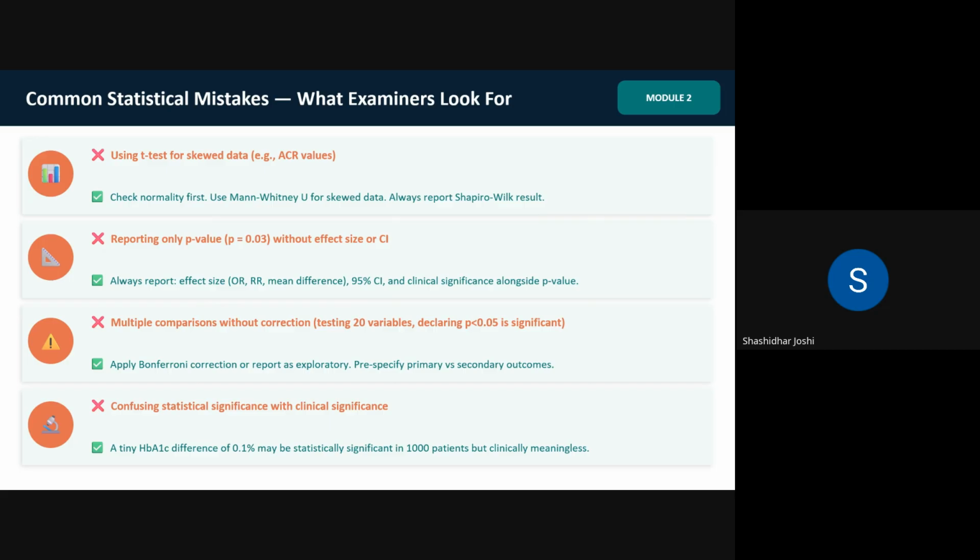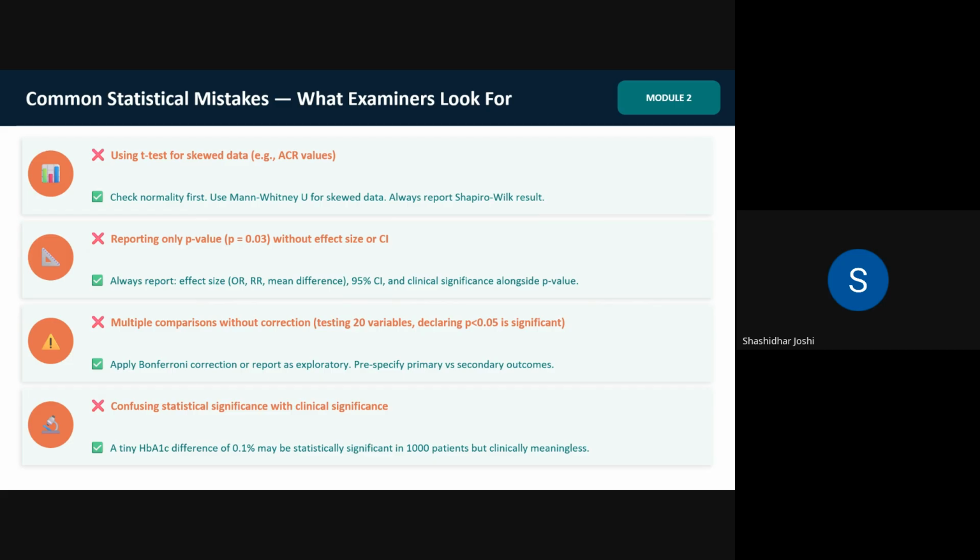And there are other things which I don't want to cover here, which are complicated for you for now. Then there is confusing statistical significance with clinical significance. For example, a tiny HbA1c difference of 0.1% may be statistically significant in 1,000 patients, but it's clinically meaningless. These are some of the points I wanted to highlight from the stats angle, but the last 2 points may not be required for you, though it's good to know for your understanding.